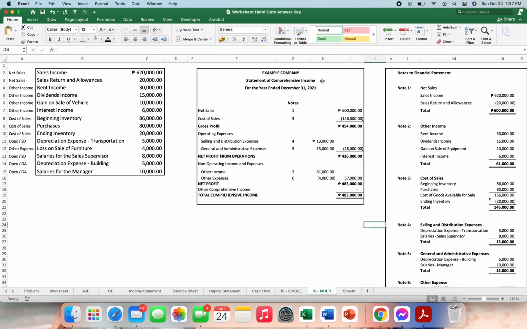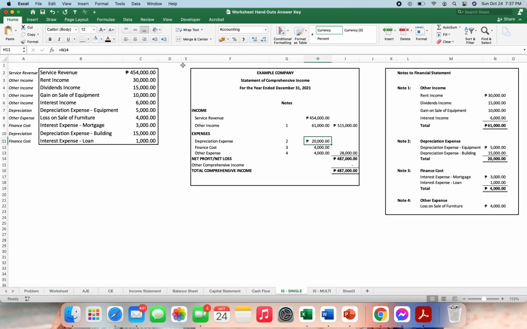So, you notice here in the statement of comprehensive income, most likely, only 2 columns cover our amounts. Okay? Same way with here. Sorry, this one.